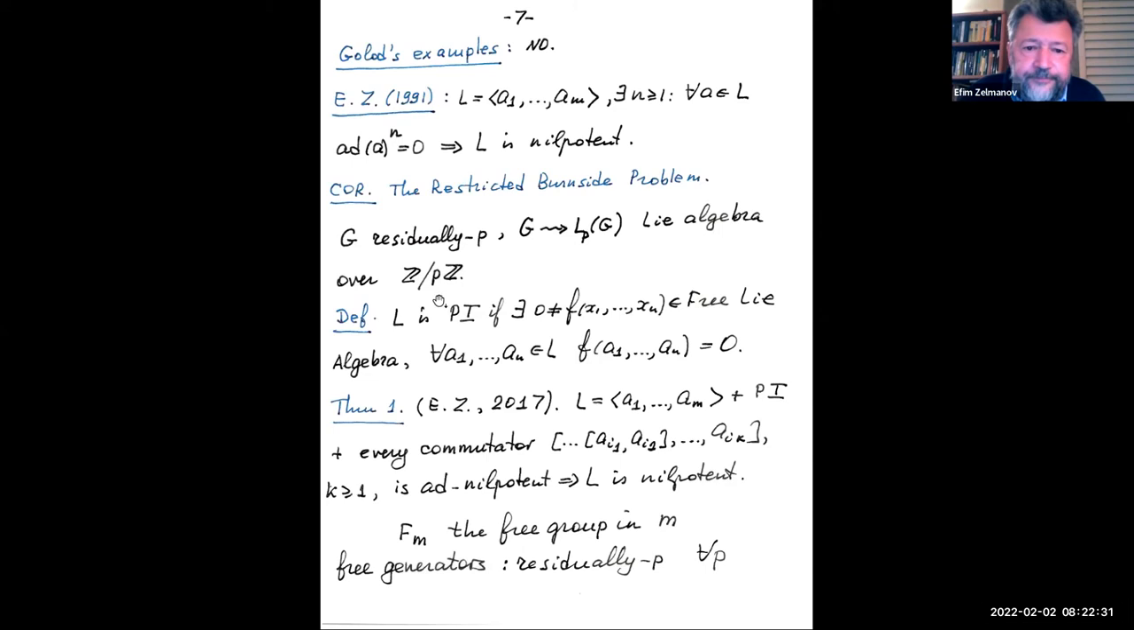Now, what is a PI algebra? What is a PI for Lie algebras? Again, we take a non-zero element of the free Lie algebra, and we say that it is identically zero on the Lie algebra L if whichever elements you plug in, you always get zero. This is a recent theorem that was published recently, and this is the most general positive result in the direction of the Kurosh problem for Lie algebras, with quite a complicated proof. Let L be a finitely generated Lie algebra. Suppose that it is PI, and I'm not asking that an arbitrary element be ad-nilpotent. No, only commutators in generators. And that is enough to say that L is nilpotent.